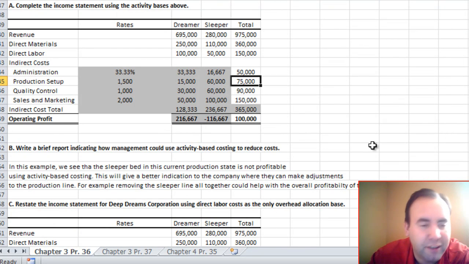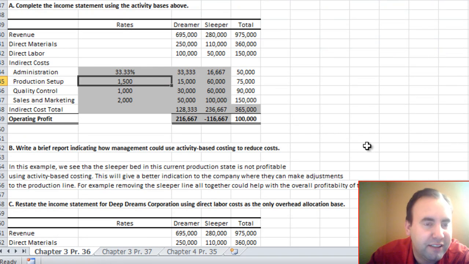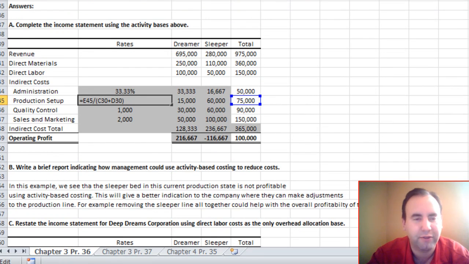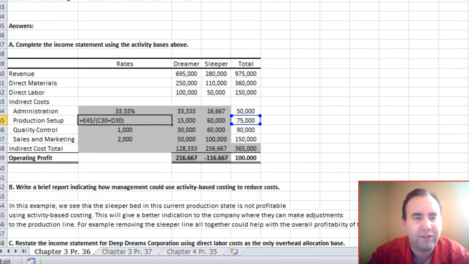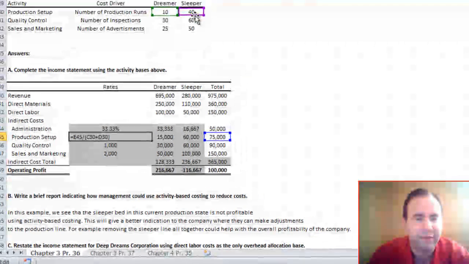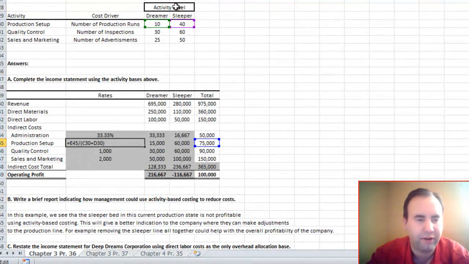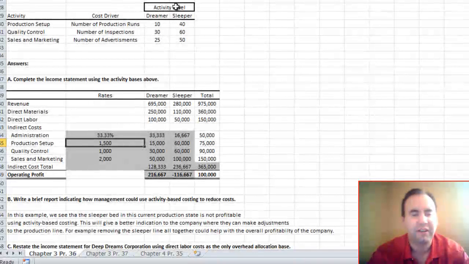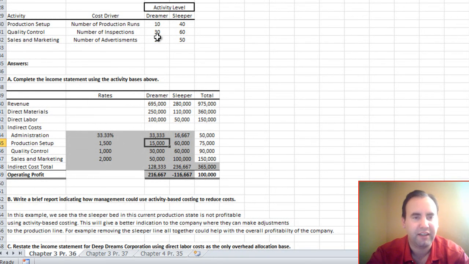For the production setup, we're going to do something very similar. We take the 75,000 production setup cost total, which was given to us, and we also have the Sleeper and Dreamer production setup here. We add those together and divide in order to figure out what our ratio is, and this one is $1,500. Then we take the 10 for the Dreamer and multiply it times the 1,500 to get 15,000. We do the same thing with the Sleeper, so 40 times our 1,500 gives us $60,000.